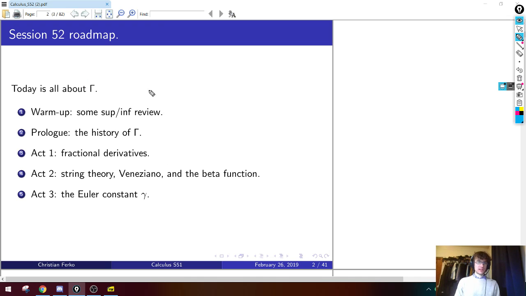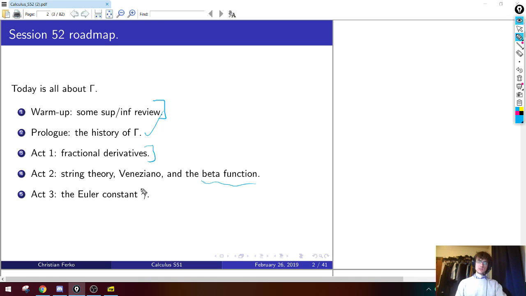I'm going to beat a dead horse slightly and do a quick warm-up exercise with supremum and infimum, so we remember the definitions. Then I just want to talk about a lot of gamma stuff. So the history of the gamma function from the alternate perspective of trying to get a continuous version of the factorial. Then we'll talk about how to generalize the derivative to non-integer order. You can take a first derivative or a second derivative, and now we'll take a 1/2 derivative, for instance. We'll talk a little bit about the beta function, which is related to the gamma function, and appeared in the first equation of string theory.